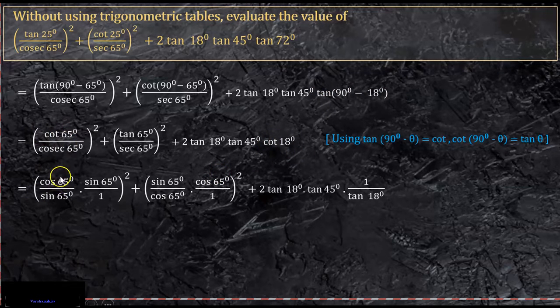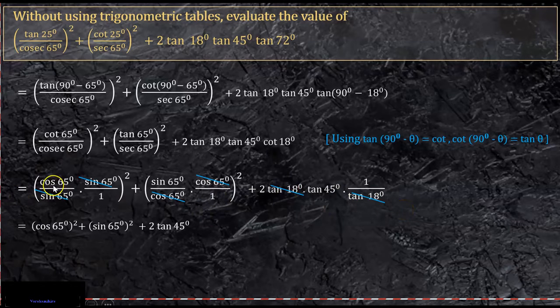Now cot theta equals what? Cos theta by sin theta. Cosec theta equals 1 by sin theta. Tan theta equals sin theta by cos theta. Sec theta equals 1 by cos theta, and cot theta equals 1 by tan theta. So if you remove the common parts from upper and lower, it will become like this.